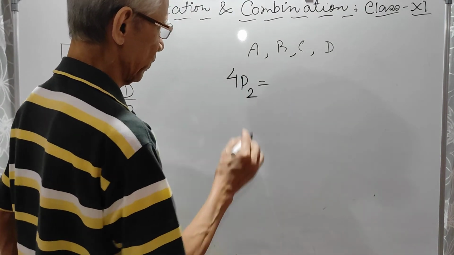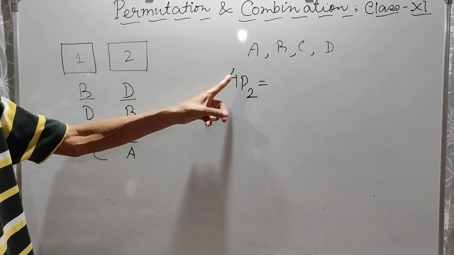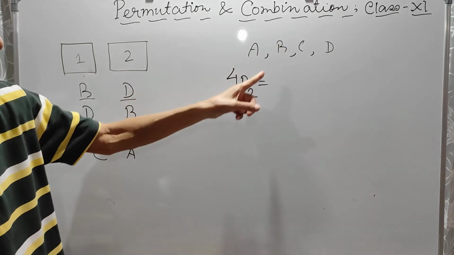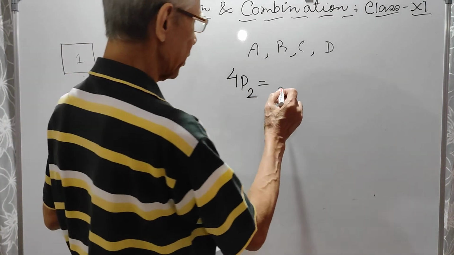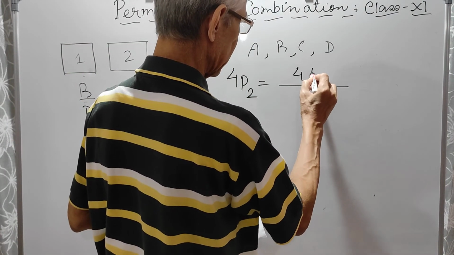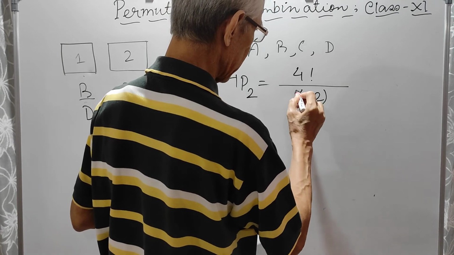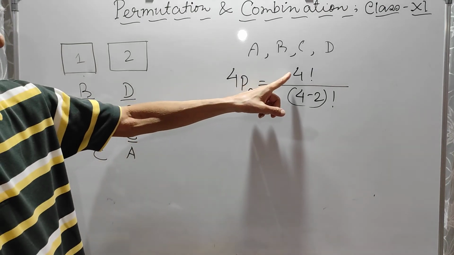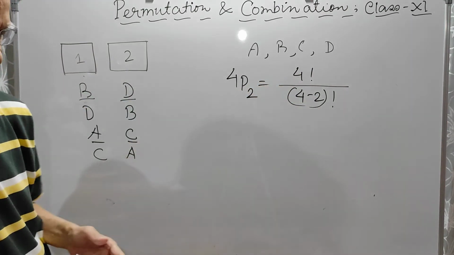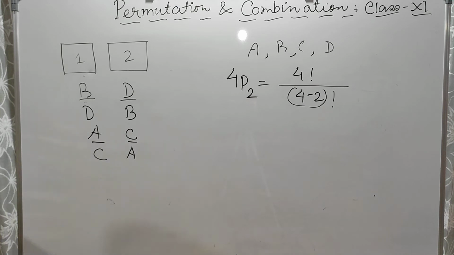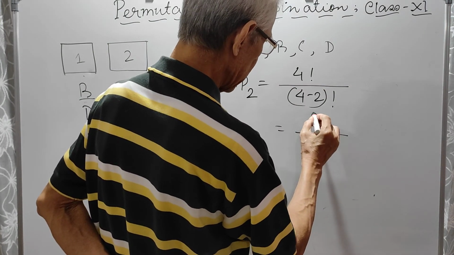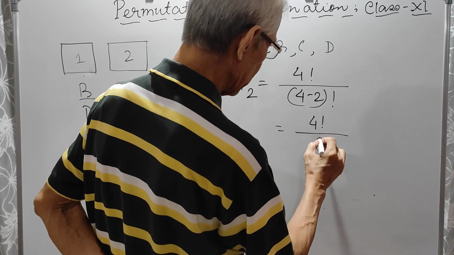That means 4P2, the number of permutations of 4 objects taking 2 at a time. So using the formula, nPr equal to n factorial divided by n minus r factorial, that is 4 factorial divided by 4 minus 2 factorial. All right. So let us calculate. This is 4 factorial divided by 2 factorial.